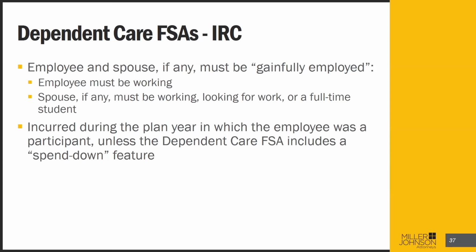The expenses must be incurred during the plan year in which the employee was a participant, unless the dependent care FSA includes a spend down feature. A spend down feature is permissible, not required, and says that if I terminate employment or participation mid-plan year, I can continue to submit expenses for reimbursement up to the amount that's in my dependent care FSA for the remainder of the plan year. At the end of the plan year, the spend down feature ends and unused amounts will be forfeited unless there's a grace period.